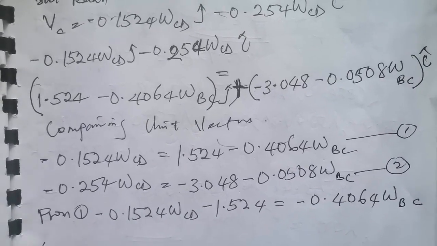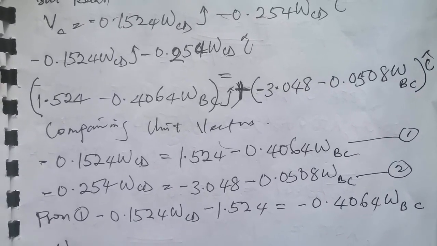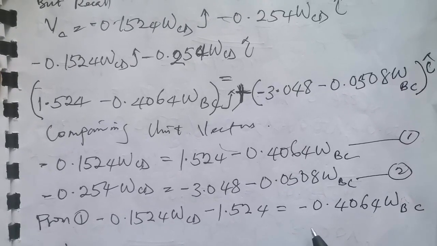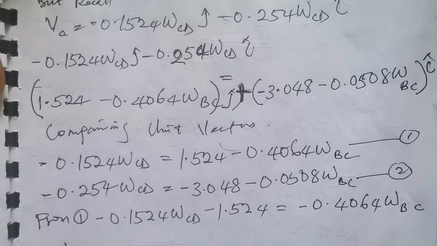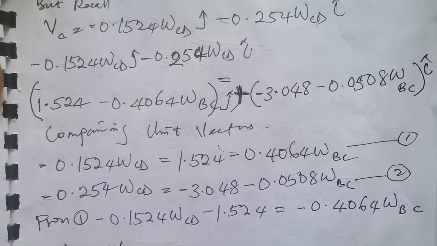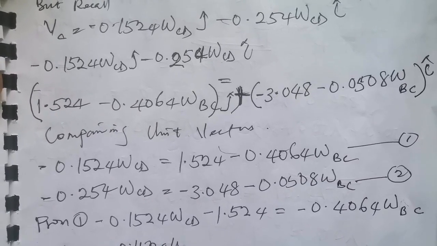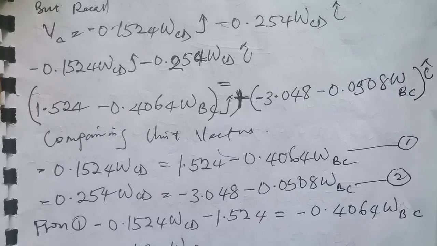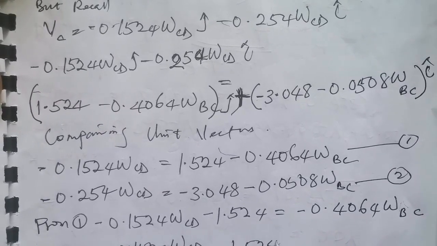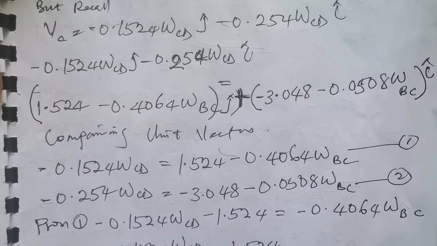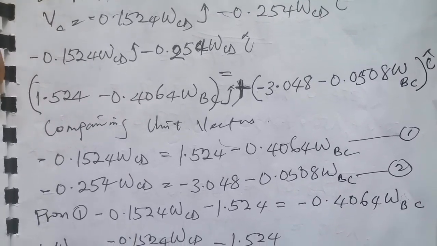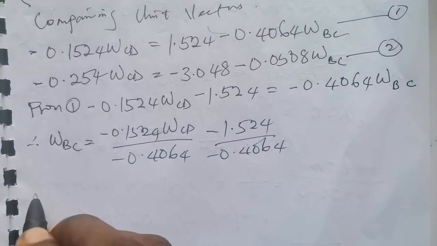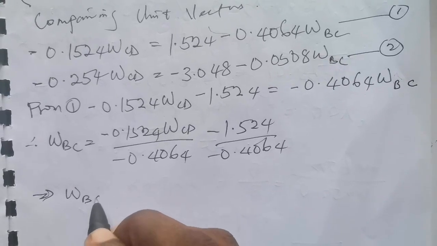So therefore omega BC is going to be equal to, to make omega BC subject, we divide all through by the coefficient of omega BC, which is minus 0.4064. So we have minus 0.1524 omega CD all over minus 0.4064, minus 1.524 all over minus 0.4064. So this will give us a value for the angular speed along BC.